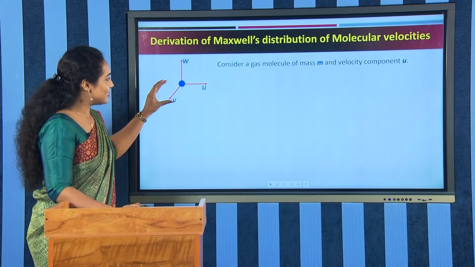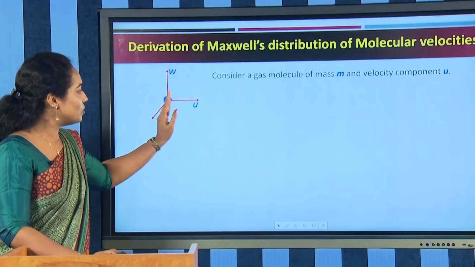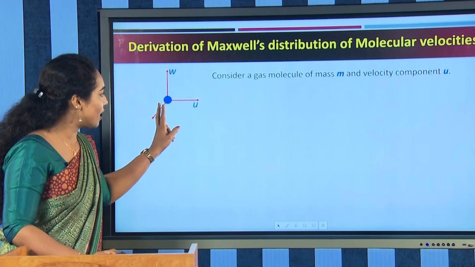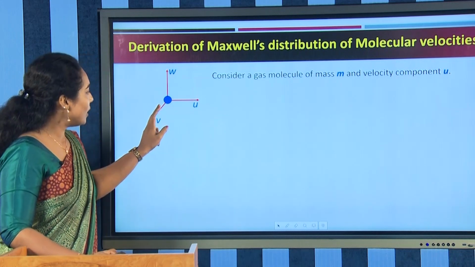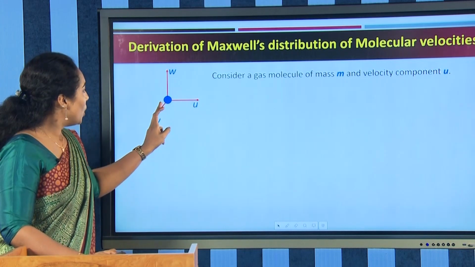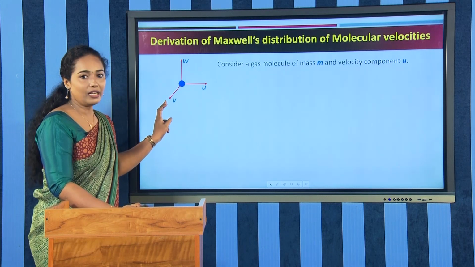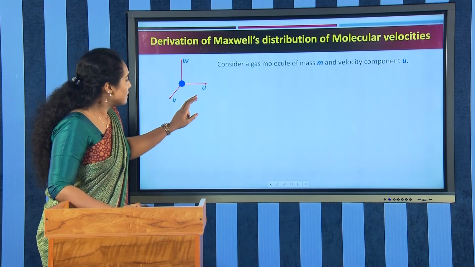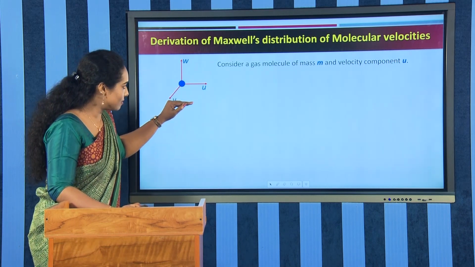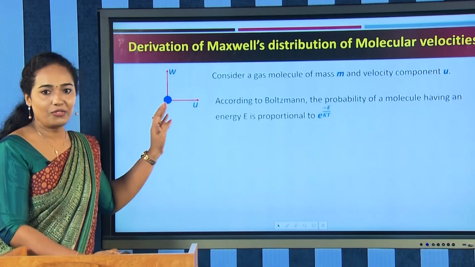Let us first consider a gas molecule, and this gas molecule is able to freely go through all three dimensions, but at first we will consider only the movement of the gas molecule along the x-axis. You can see in this figure that u is the velocity component along the x-axis, w is the velocity component along the y-axis, and v is the velocity component along the z-axis. If we are considering the movement of the gas molecule along the x-axis only, then we can write the kinetic energy as half m u square.